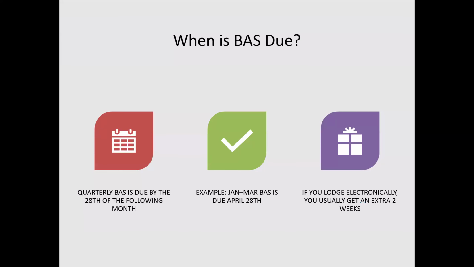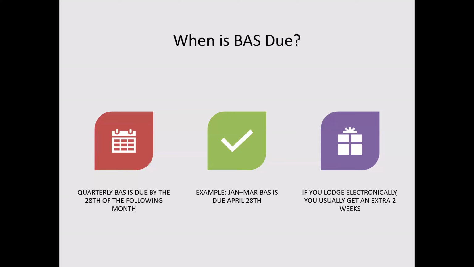So when is your BAS due? Quarterly BAS is usually due by the 28th of the following month. Sometimes it's the 25th or the 26th, depending on how the weekends fall. It will say on your statement when it is due. For example, your January to March BAS is due on the 28th of April.